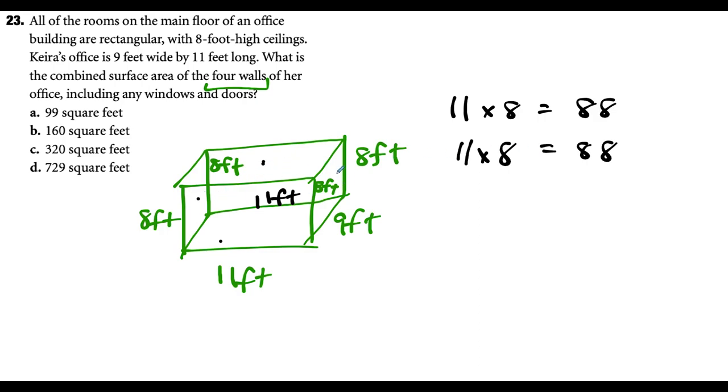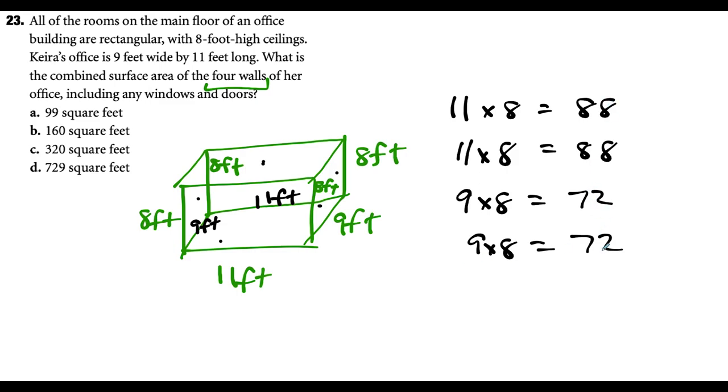And then I have this wall here and this wall here. So this is 8 feet, but this I didn't label again. This is 9 feet. So I have 8 feet times 9 feet. So I have 9 times 8, which is 72. But there's two of them. There's this wall on the left and this wall on the right. So that's another 9 times 8, which is 72.